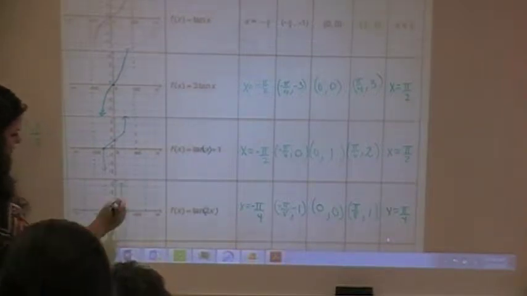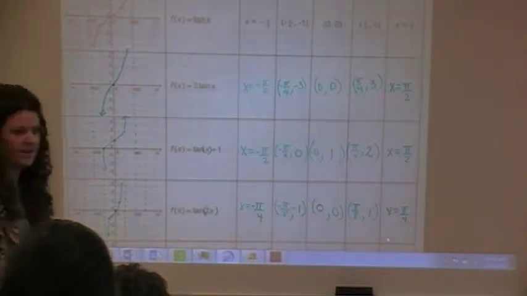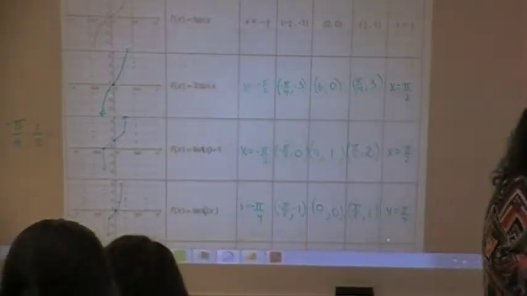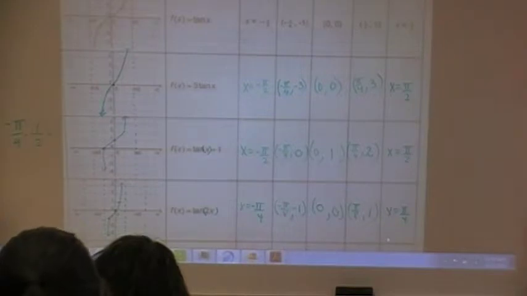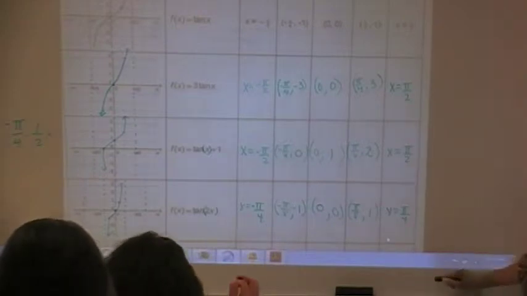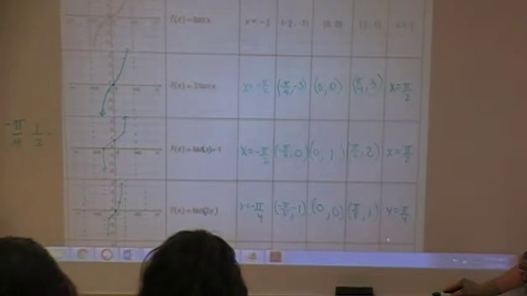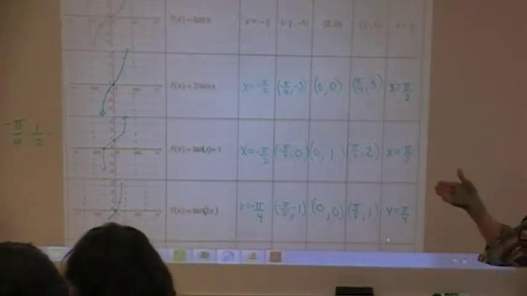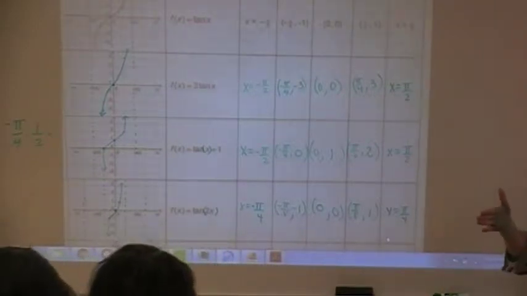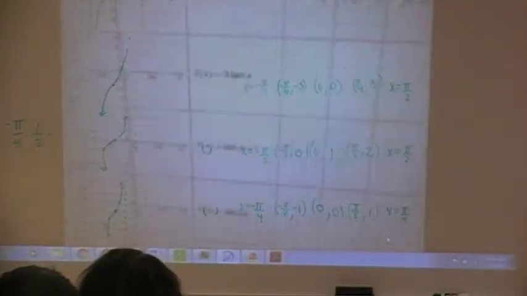Try to make it curve. I'm doing a little better on my graphing here this period than I was. This is a horizontal compression. Because my vertical asymptotes got closer together. It's like somebody pushed from the sides.